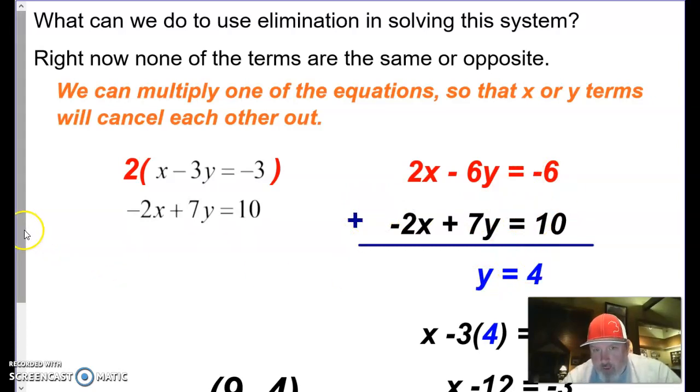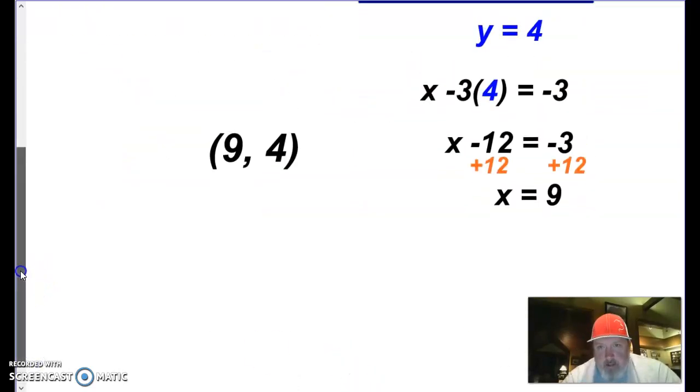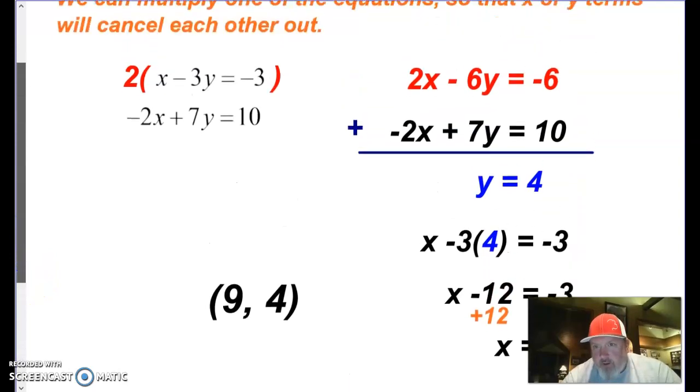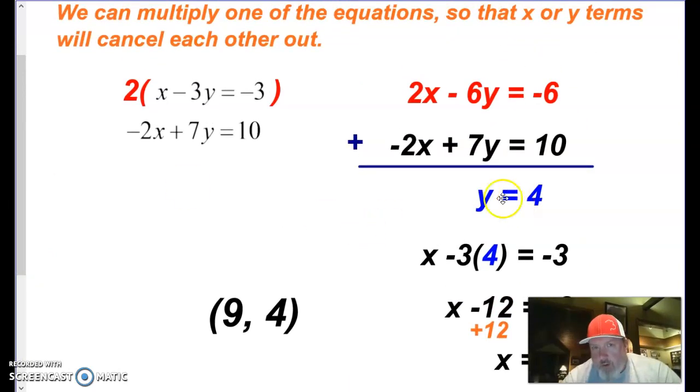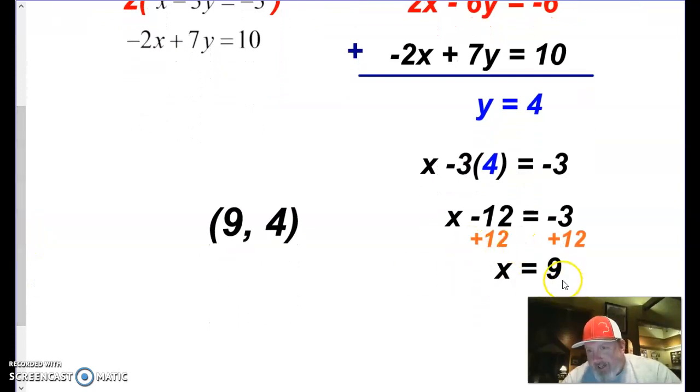We know that y is 4, and I could plug this back into either one of these equations. I'm going to plug it into the top one. Negative 3 times 4 is negative 12. We'll add 12 to both sides, and x is 9. And again, as always, when you have solved for x and y, make sure you write them as an ordered pair before you go on to the next problem.